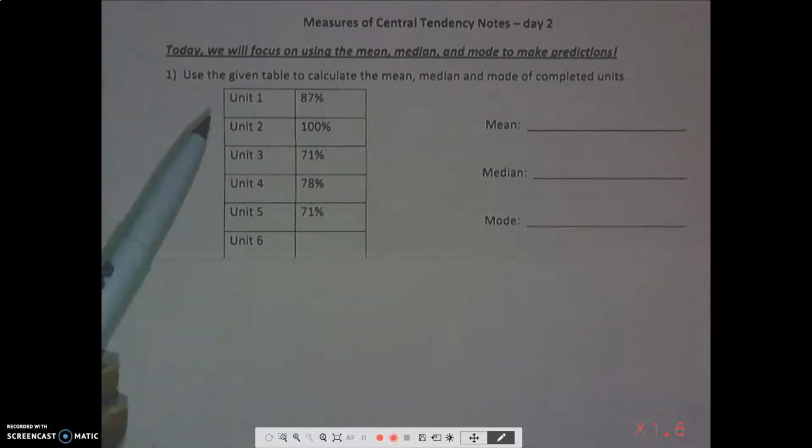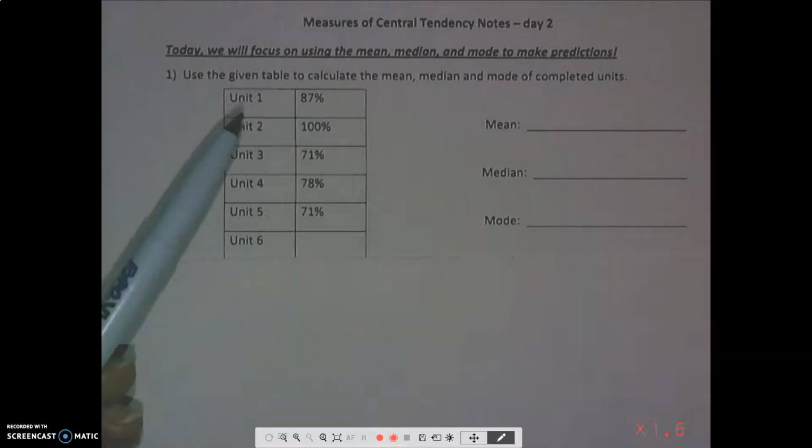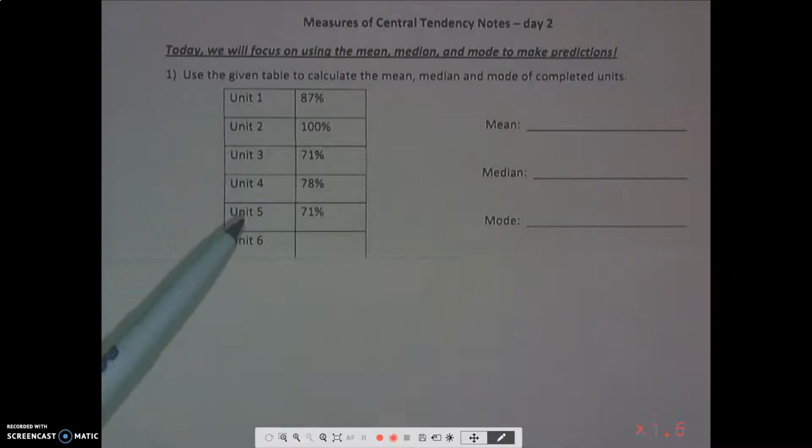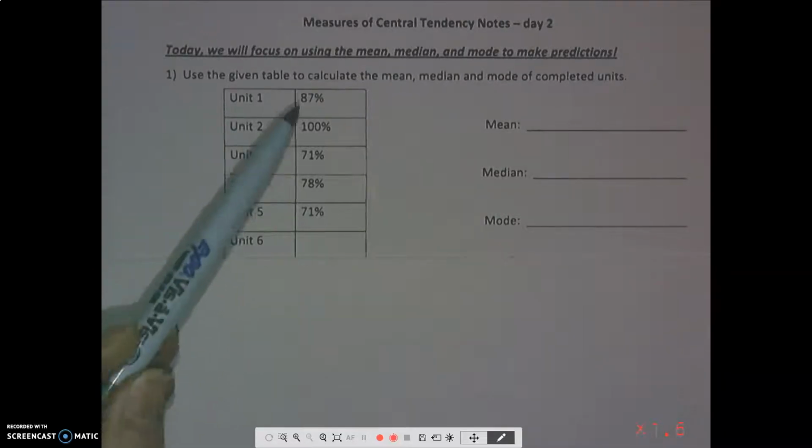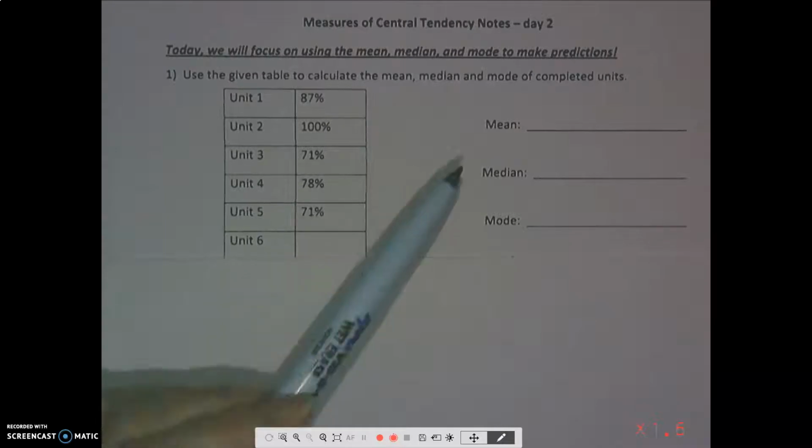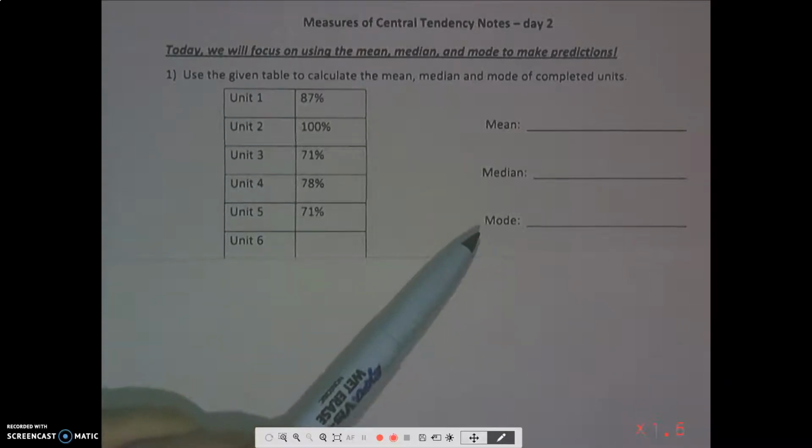So we've taken a test. We've taken unit 1, 2, 3, 4, and 5. We've taken those tests and gotten these scores. And we want to find the mean, median, and mode of those things, okay?